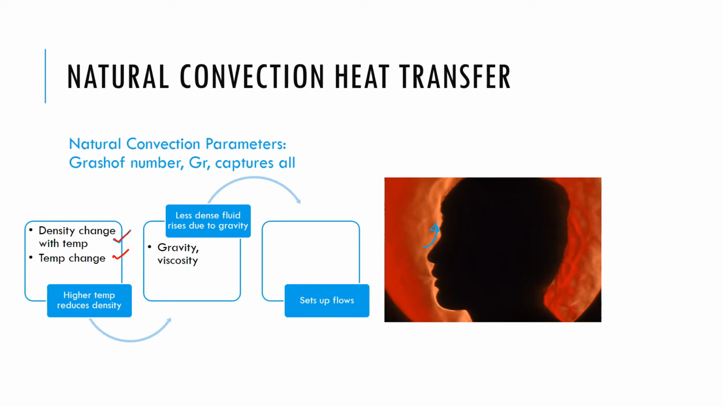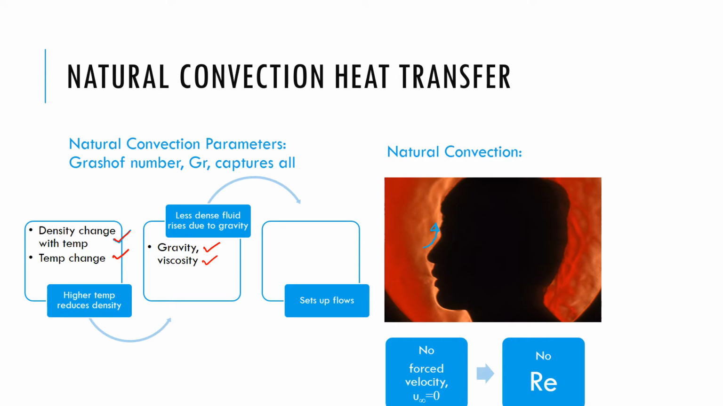Then if there is no gravity, if we are doing this in space, then even though the density changes, it doesn't have to go up. So gravity has to be a factor in this process. Then finally, another factor would be viscosity. If it is very viscous, it's not going to flow as easily. So all of these factors we can show through analysis that we can capture all of them into this one parameter. And that parameter is the Grashof number.